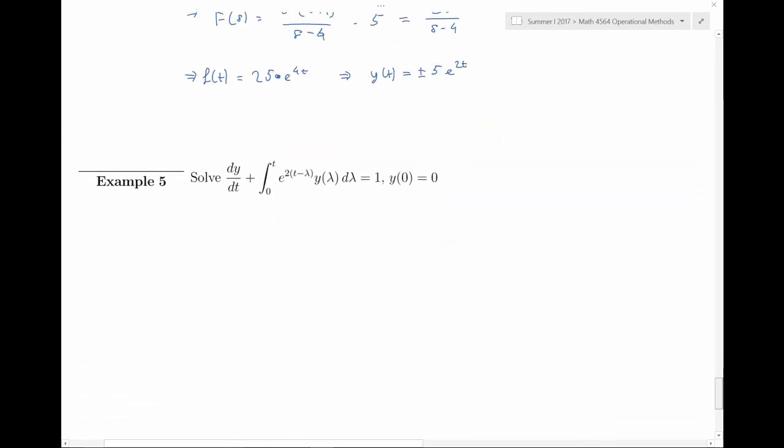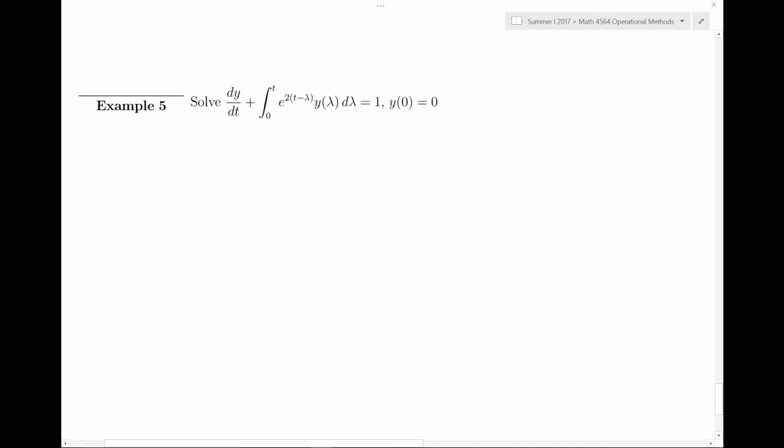Alright, let's look at the last example for today. This equation is a little bit more complicated, involves derivatives and integrals at the same time. Equations like that occur very often in control theory. If you heard the combination of words proportional integral derivative controller or PID controller, these are the kind of equations we have to deal with. Alright, let's apply Laplace transform to this equation.